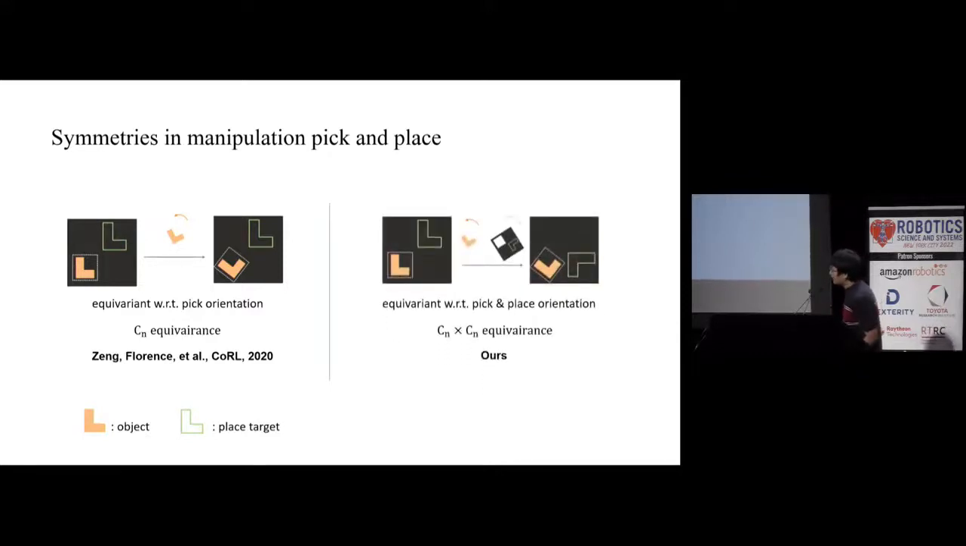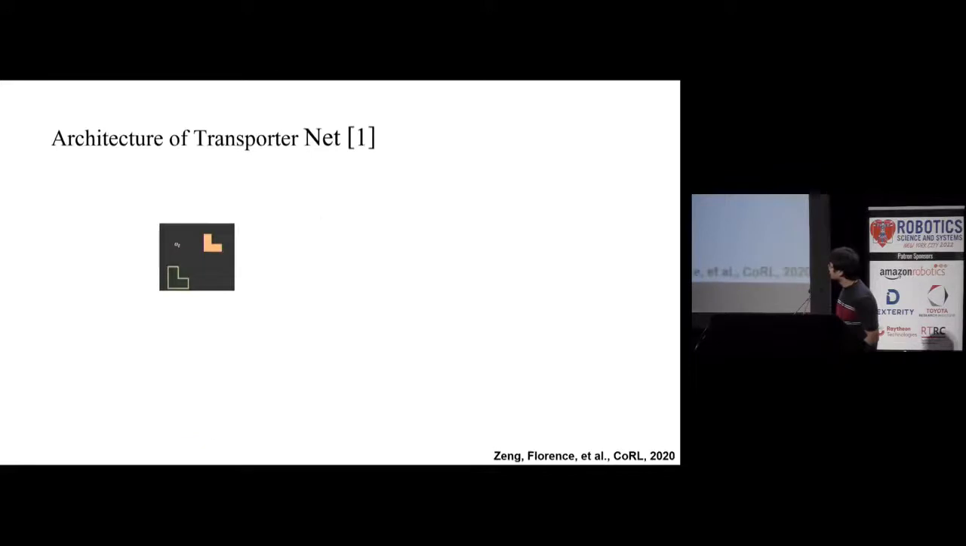But what if there is another rotation on the placement? Could the learned pick and place knowledge be generalized as well? Our model is designed to satisfy this CN times CN equivariance.